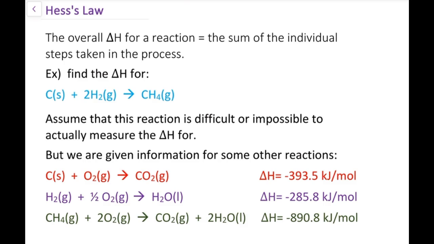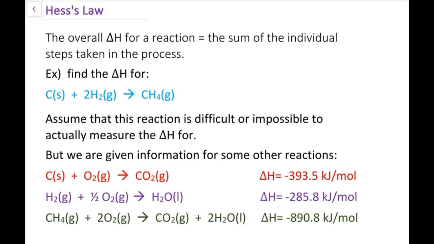Okay, so the overall change in enthalpy for a reaction is equal to the sum of the individual steps taken in the process. So if we have a reaction like carbon reacts with hydrogen to give us CH4, we may not be able to look up or experimentally find the change in enthalpy for that reaction. There could be a number of different reasons that it's not possible. It might just be a reaction that's too energetic and will give off so much energy that you won't be able to contain it in a calorimeter. Something like that, but lots of different reasons.